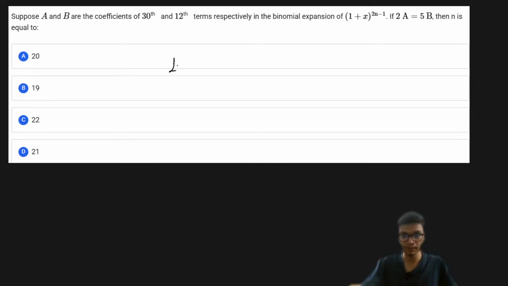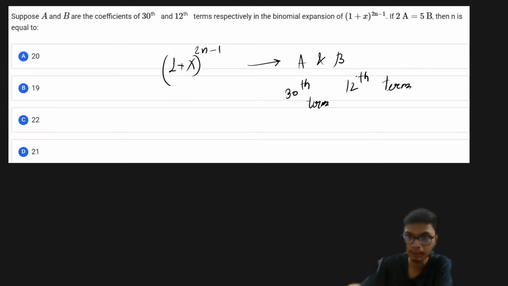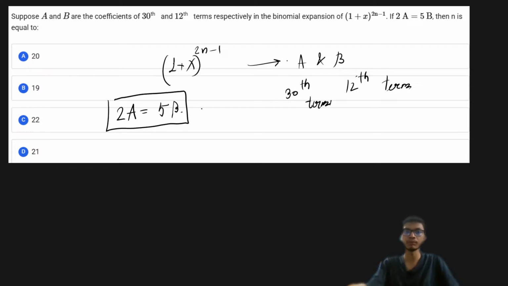It is said that in the expansion of (1 + x)^(2n-1), a and b denote the coefficients of the 30th term and the 12th term, right? So it is not x to the power 30; this is the 30th term and this is the 12th term. That is what the question is talking about. It is also said that a and b are related as 2a = 5b, right? From this, you have to find the value of n.